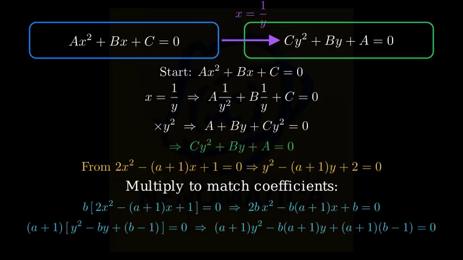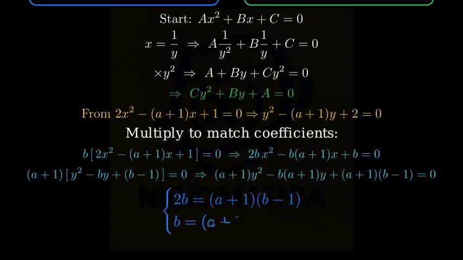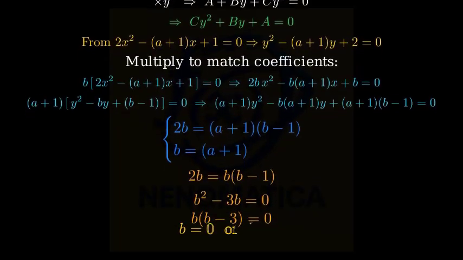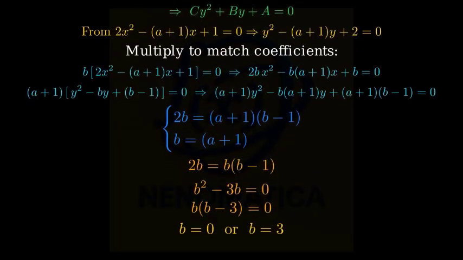Equivalently, we can set up the classic coefficient matching used in many textbooks. Multiply the first equation by b, and the second by a plus 1, then equate coefficients. Equating the corresponding coefficients gives two relations. First, 2b equals (a plus 1) times (b minus 1). And second, b equals a plus 1. Substitute b equals a plus 1 into the first relation, we obtain 2b equals b times (b minus 1).